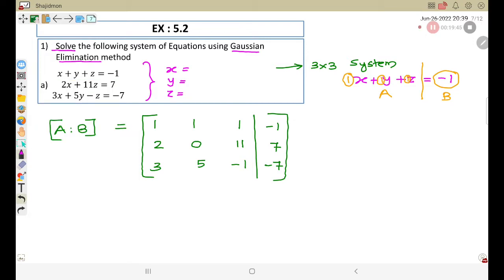Now what you do now, Gaussian elimination we are starting now. Okay, now you know this is row number 1, this is row number 2, this is row number 3. What is our aim? We need to change this matrix into an upper triangular matrix.